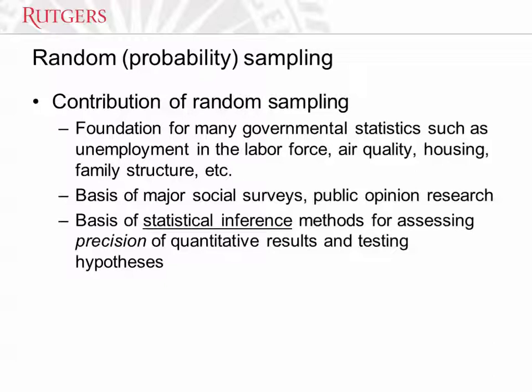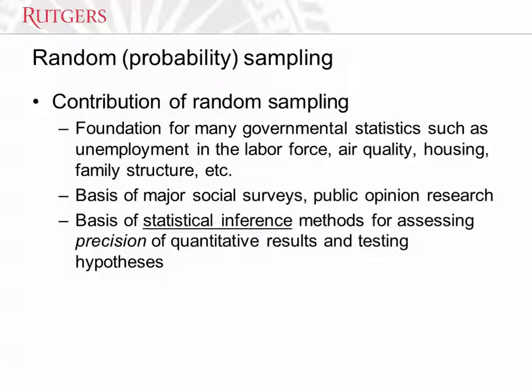So it's the foundation around the world for most government statistics and also intergovernmental UN or World Bank statistics, such as statistics on unemployment or air quality, housing, family structure, all kinds of economic activity, business surveys, surveys of institutions of all kinds, and so most of what are called official statistics, the statistics that governments produce all around the world, are based on random sampling.